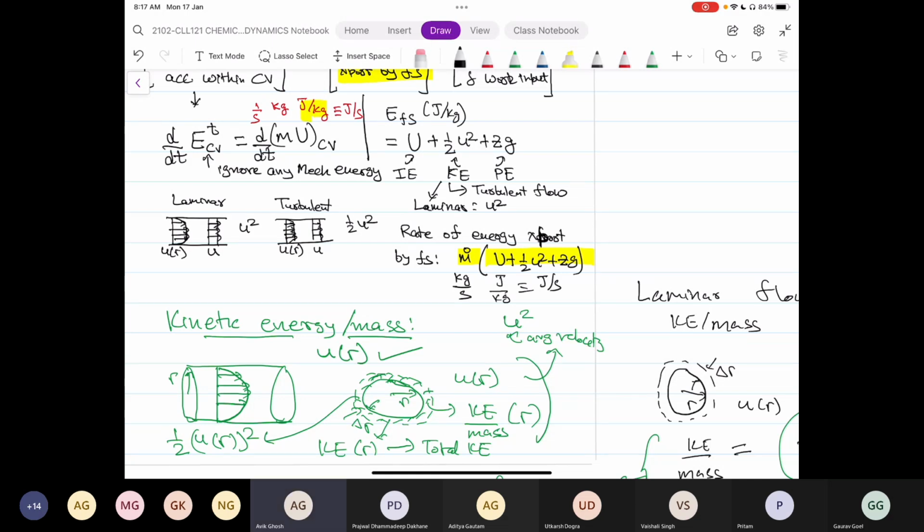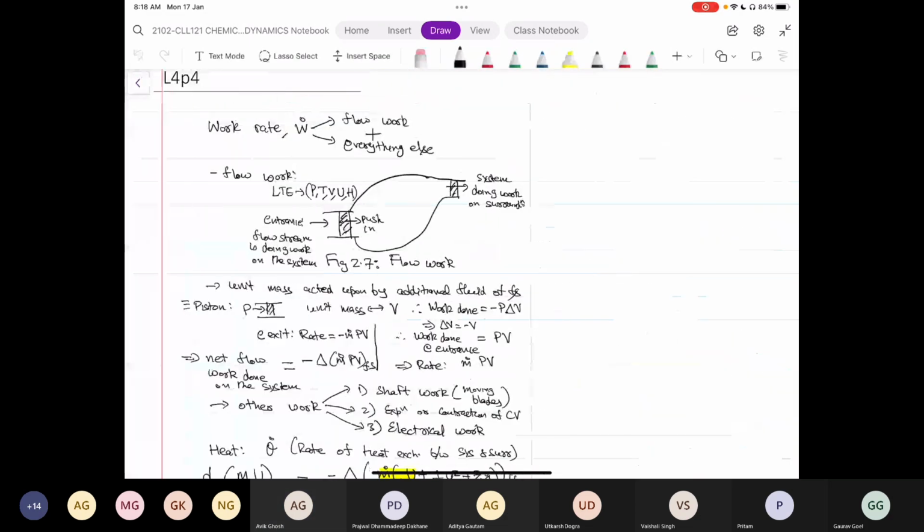So another question: in the work done calculation by the flow work, we have calculated work done equal to minus P delta V, and then minus PV. So what is V here? P is the pressure of the flow stream.